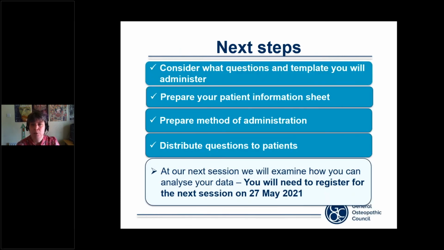So in terms of next steps, what should you do after this session? You need to think about and consider what questions and template you're going to administer. Some of you may have already decided that, and we'll have a look at the polls in a second. Prepare your patient information sheet. You've got some text to work with, you might just want to tweak it and adapt it, so make sure you've got that to accompany your survey. Prepare your method of administration, involving other people that you need to, maybe having a box in reception, etc. Putting all those planning elements that we looked at in place, and then physically distributing your questions to your patients, either via physical hard copy or via an email link to an online version.